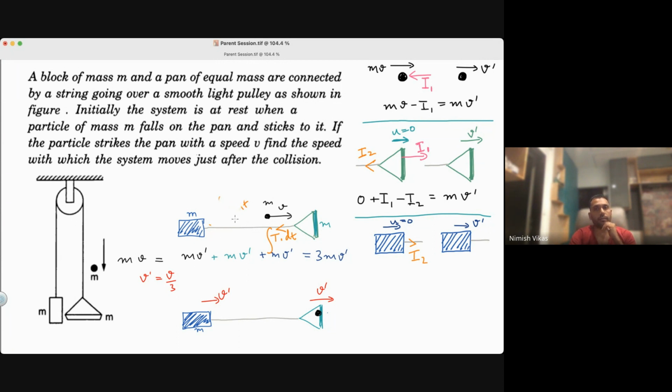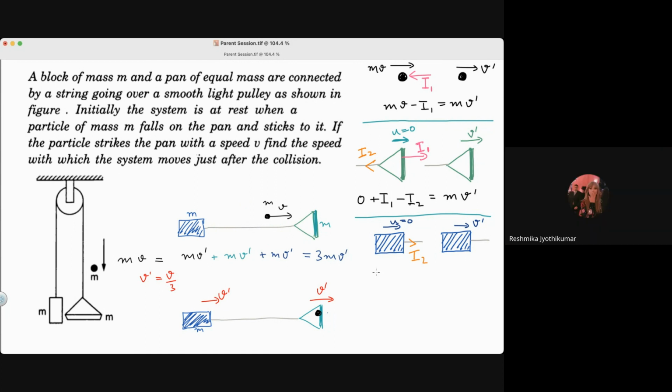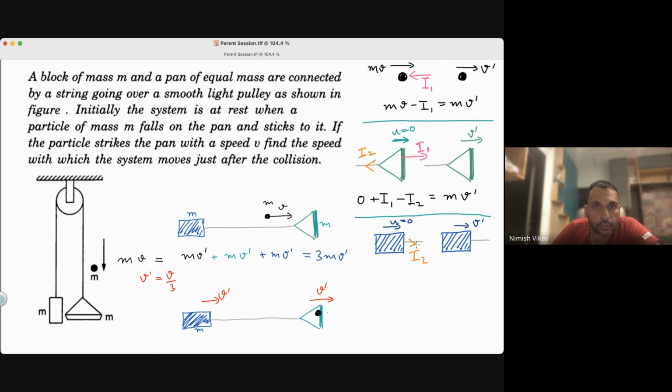Are you getting what I'm saying? The string pulled this backwards, so the same string pulled the blue body forward, and that is the impulsive force the blue body received. Somebody speak out. What do you write for the last body? Sir, just like how the pan had I2, won't the blue body have an impulse force? The blue body is having an impulse force. Because of the blue body, only the pan had I2.